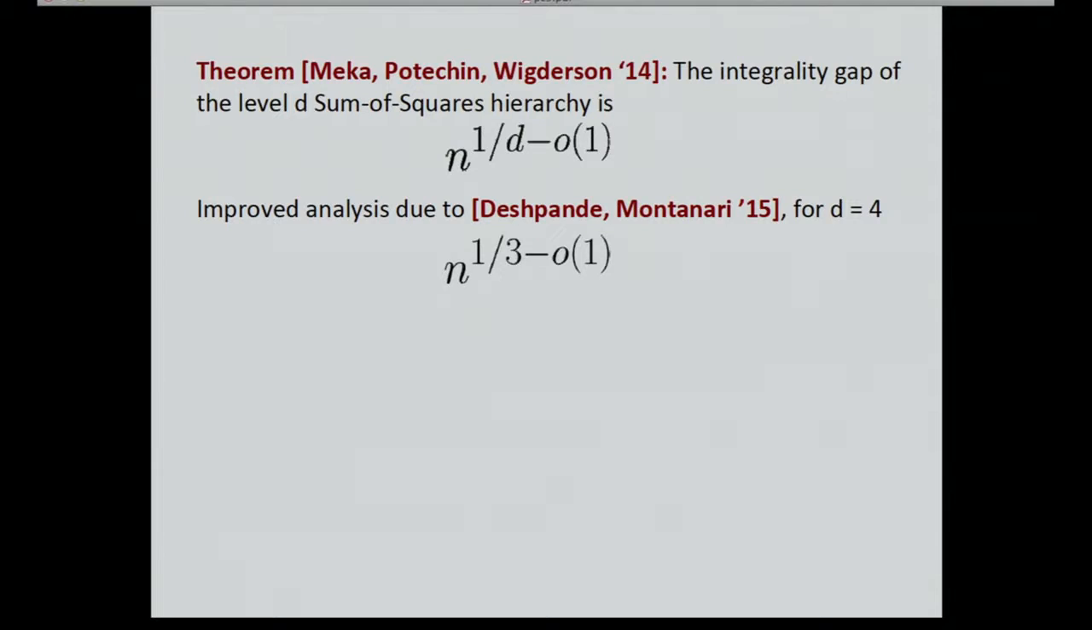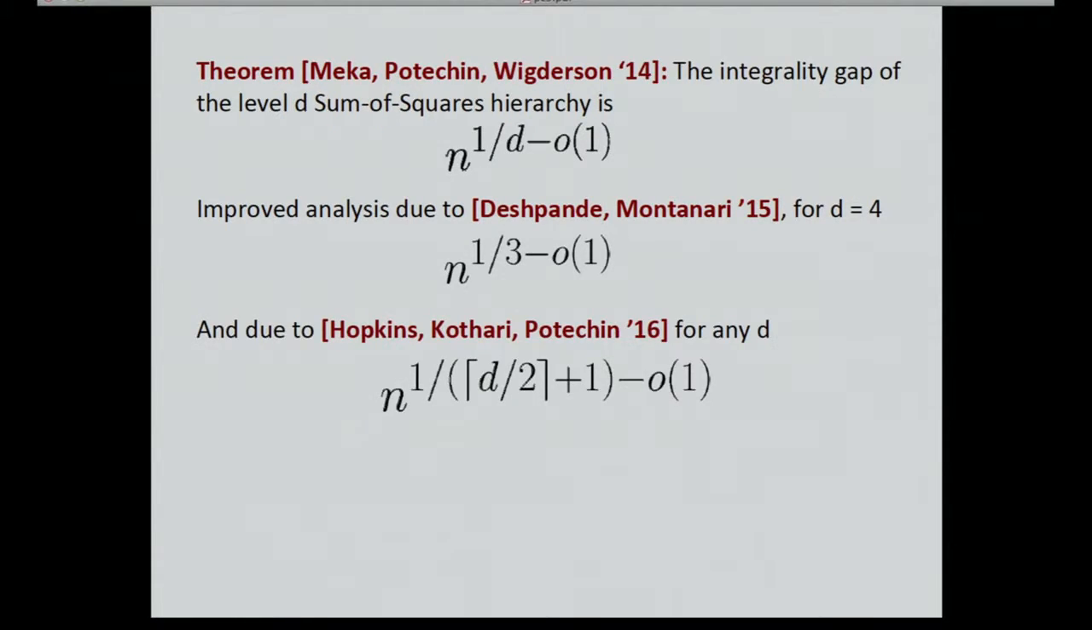But subsequently, Deshpande and Montanari improved their analysis, and for d equals 4 were able to show an n to the 1/3 lower bound. And Hopkins, Kothari, and Potechin, for any d, showed this type of lower bound. You can check that for d equals 4, it recovers Deshpande-Montanari as a special case. Great. But these bounds are actually tight, in the sense that they really don't work beyond this size for omega.